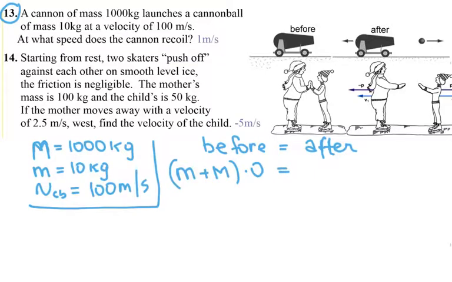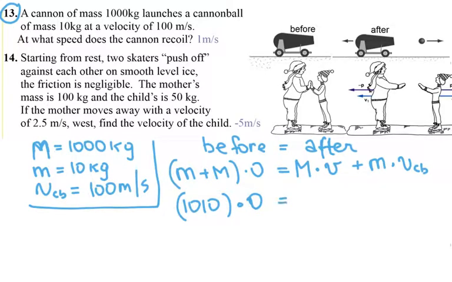And afterwards, you have the mass of the cannon, and we're looking for this velocity, plus the mass of the cannonball times its velocity after, which is given as 10. So the velocity of the cannonball after. The mass before is 1,010 kilograms, and the velocity before is 0. The mass after, I have 1,000 kilograms for the cannon and its velocity after the collision, and then the mass of the cannonball times its velocity.